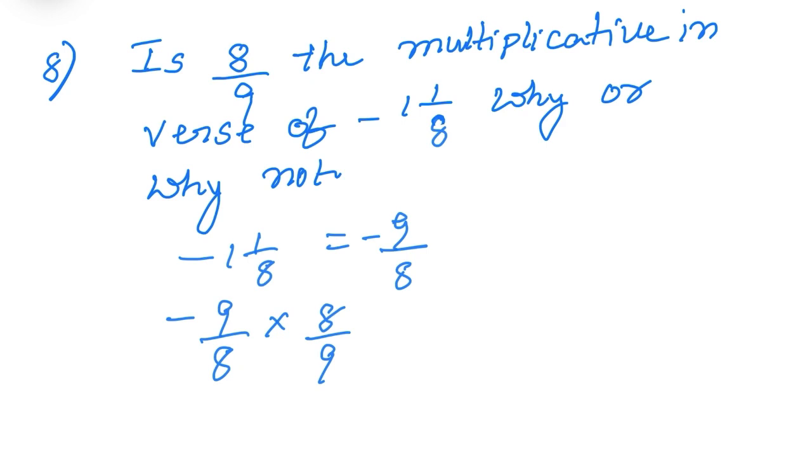So minus 9 by 8 is multiplied by 8 by 9. What happens? Let us see. 9 get cancelled, 8 get cancelled. Answer is minus 1. Now see, the product is not equal to plus 1. Plus 1 is the multiplicative identity. If you multiply a number by its multiplicative inverse, the product should be equal to multiplicative identity, that is 1. Then only you can say one is the multiplicative inverse of the other. So 8 by 9 cannot be the multiplicative inverse of minus 9 by 8.